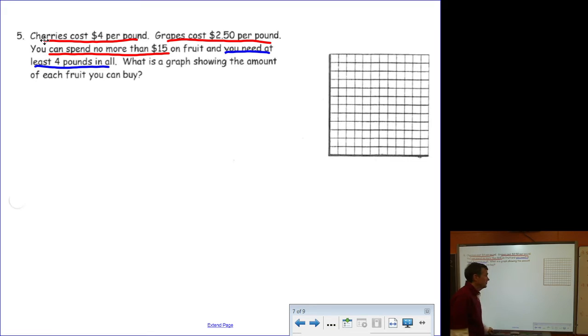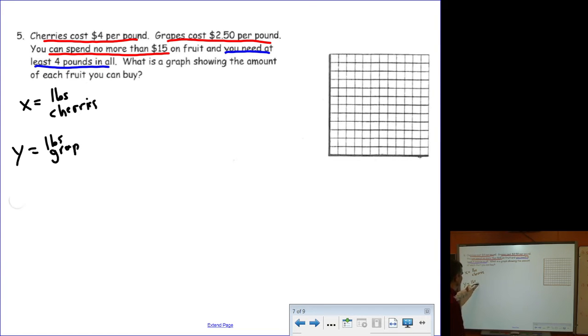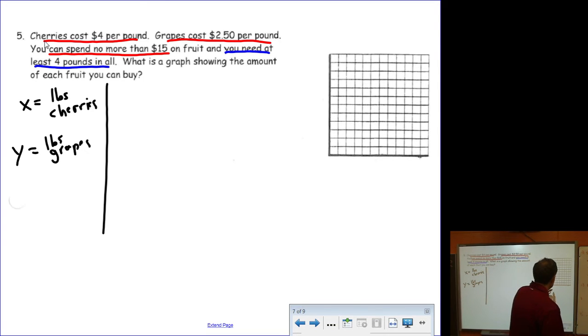All right, so what I'm graphing here is how many pounds of grapes can I buy and how many pounds of cherries can I buy. So I'm going to set up two variables. X is going to be pounds of cherries that I can buy, and the Y will be pounds of grapes that I can buy. So over here on the x-axis, I'm going to put pounds of cherries. And on the y-axis, I'm going to put pounds of grapes.